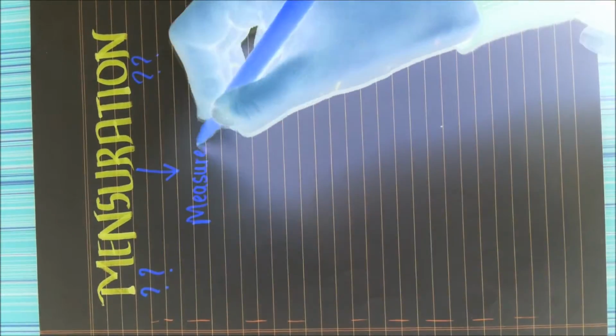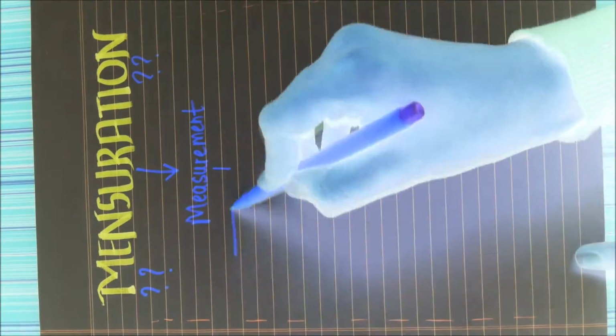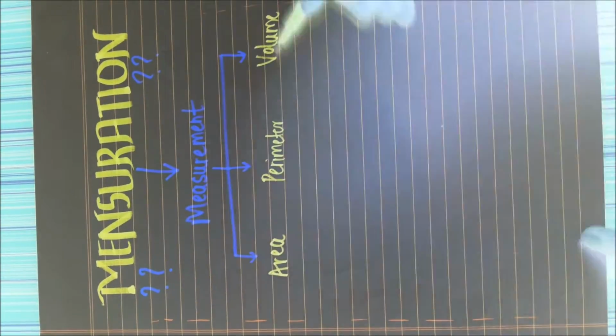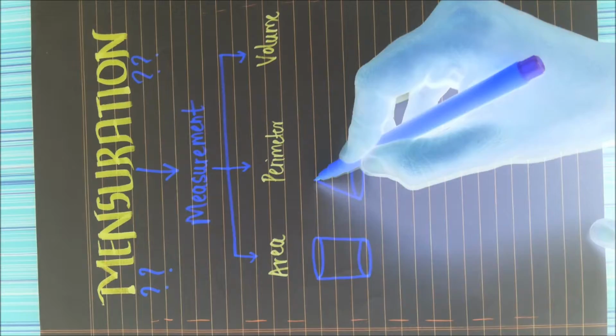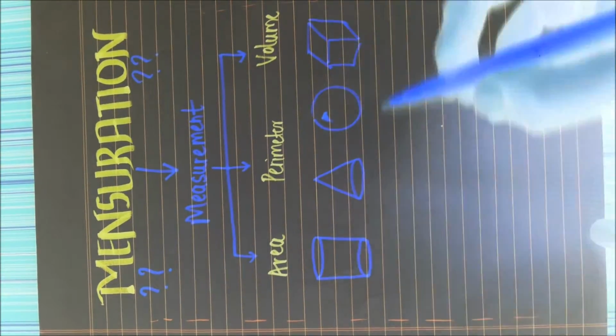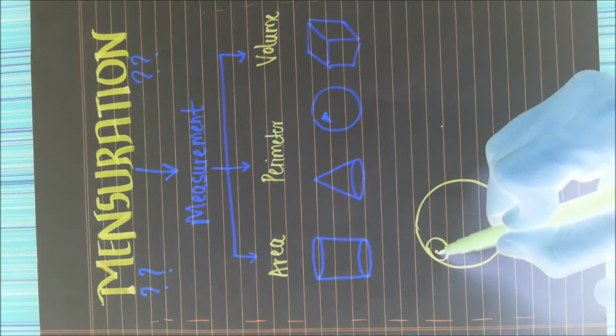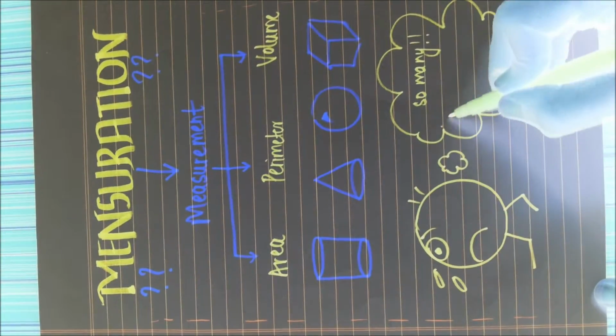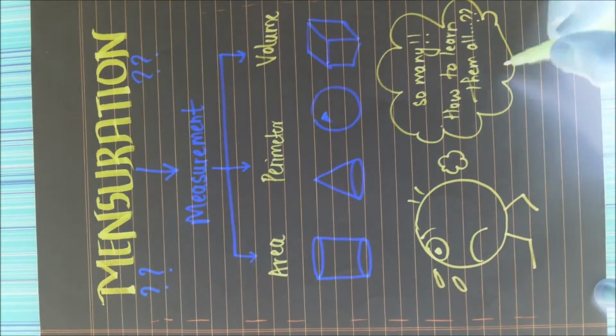Mensuration. What is mensuration? Mensuration is all about measurement of perimeter, area, volume of different geometrical figures like cube, cuboid, sphere, cylinder, cone, hemisphere, and so on. Now there are so many different geometrical shapes and so many formulas. How to remember them or learn them? I say it's actually very easy to remember all the formulas.